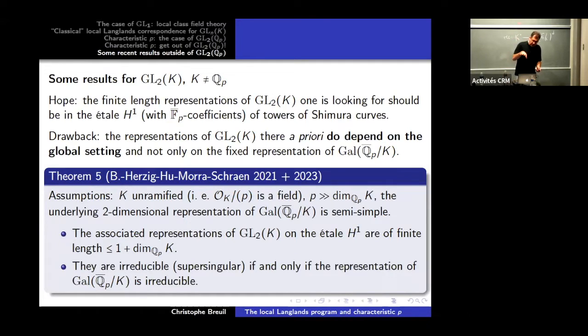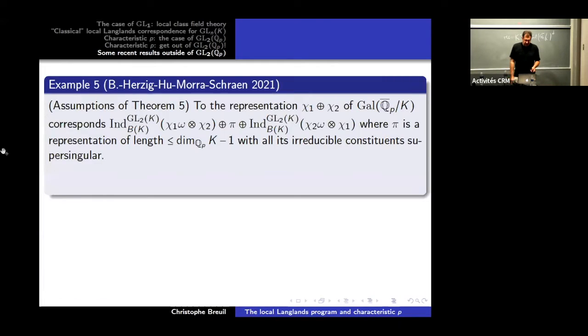And you can also prove that they are irreducible and supersingular if and only if the Galois representation is irreducible. So, if you look at cohomology, it at least gives you finite length things, which have nice properties: irreducibility when you expect it, and finite length. So it looks not so bad, but these results are quite painful to get. I'll say a word in a minute.